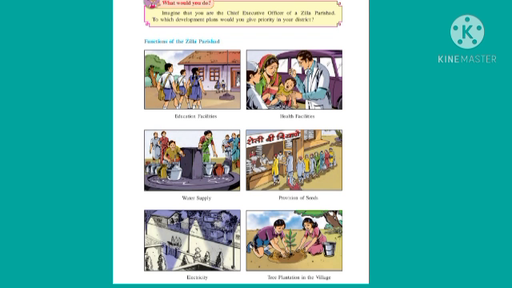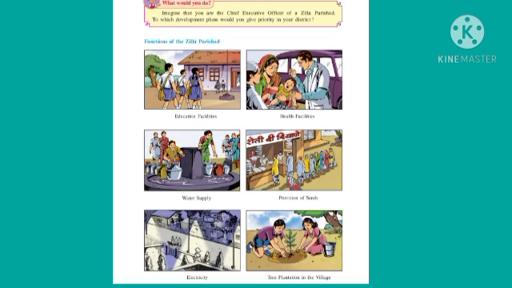Okay. Now children, look on page number 68 of your textbook. What would you do? Imagine that you are the Chief Executive Officer of a Zilla Parishad. To which development plan would you give priority in your district? Means what facilities you will give? Means to which plan you will give priority. In my class, so many children are there. All will think differently. What are the functions of the Zilla Parishad?